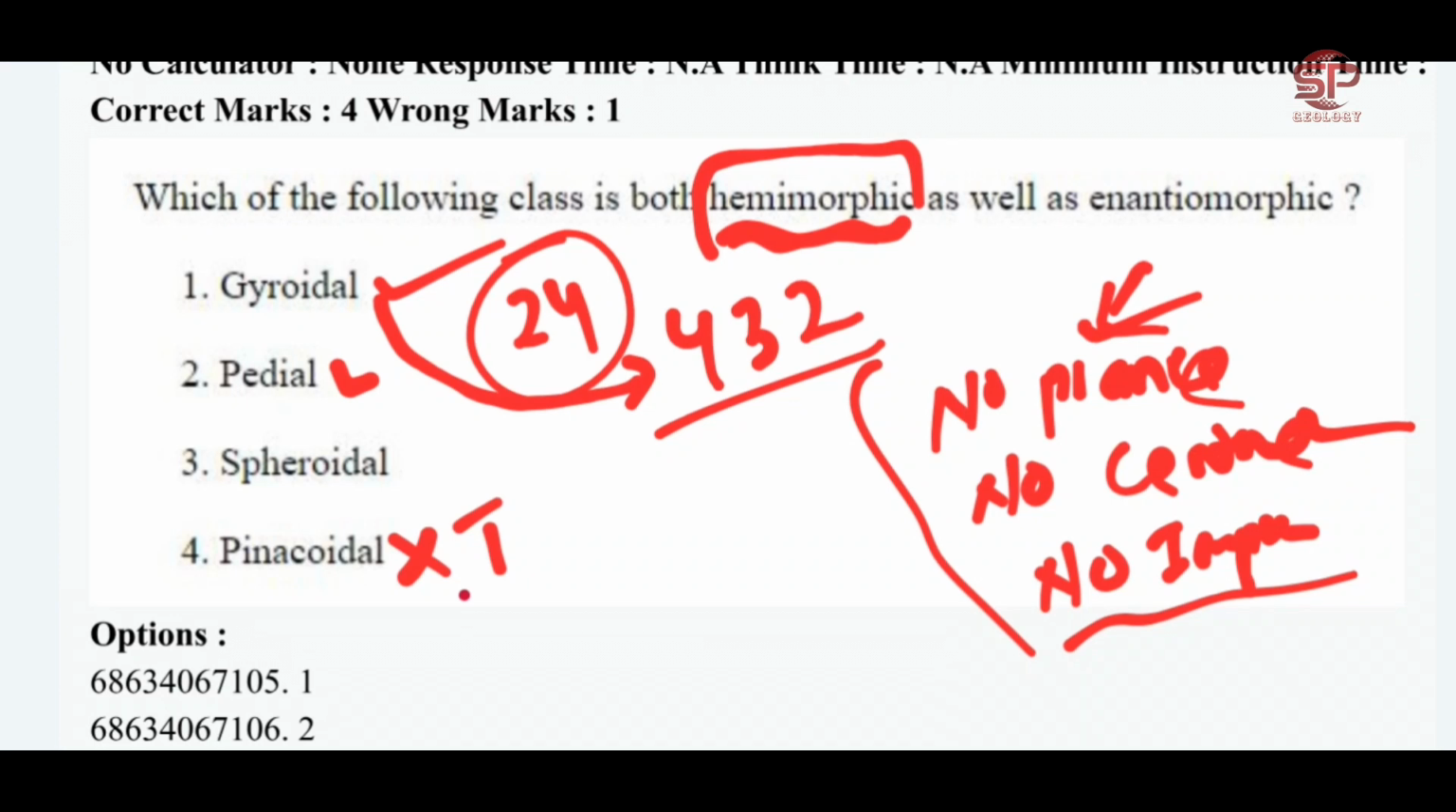It is 1 bar. So remember, in any HM symbol, if there is no mirror plane, no bar, and no center of symmetry, then it is an enantiomorphic form. There are 11 enantiomorphic forms: triclinic 1, monoclinic 2, orthorhombic 222, tetragonal 4 and 422, trigonal 3 and 32, hexagonal 6 and 622, cubic 23 and 432. All are enantiomorphic forms. The answer will be gyroidal form.